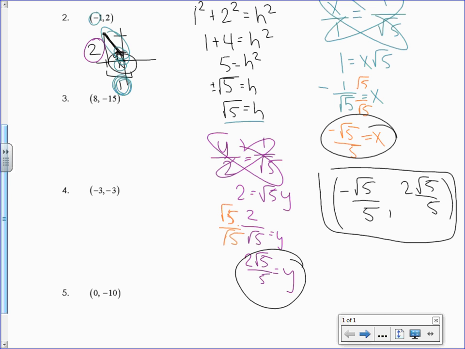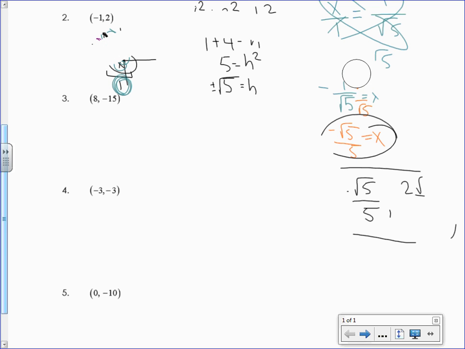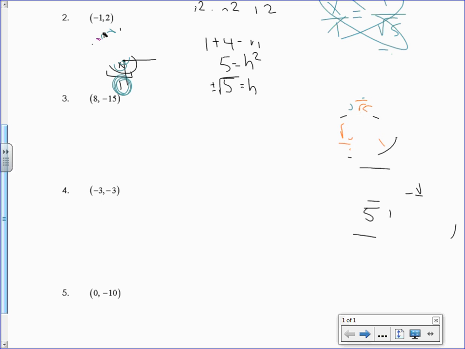Pause this if you need to because I'm running out of room, so I'm going to erase this so I can do number 3. Okay, big circle. Nope, didn't work. That worked. Nope. Nope. My circles are just not working today.